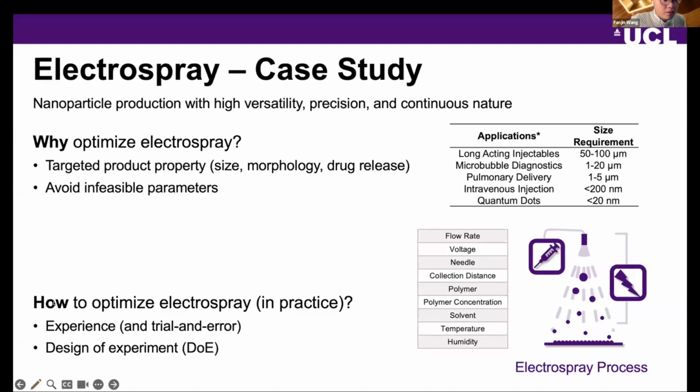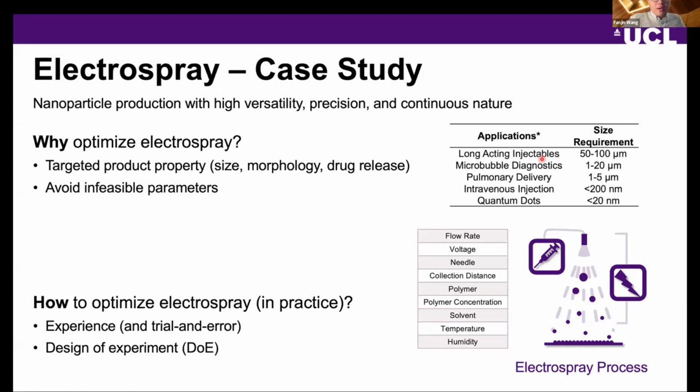Let me bring up my laser pointer. Yes, cute. And by changing the size of the particles, you can actually use them for a lot of different applications. For example, the one I just mentioned, the COVID vaccine, is actually nanoparticles below 200 nanometer range.